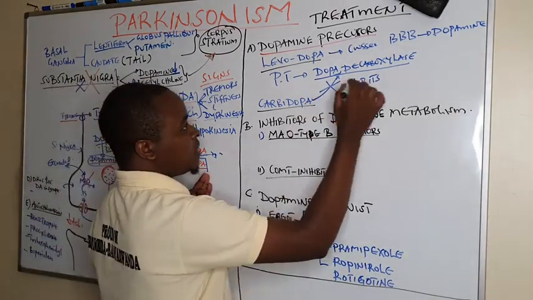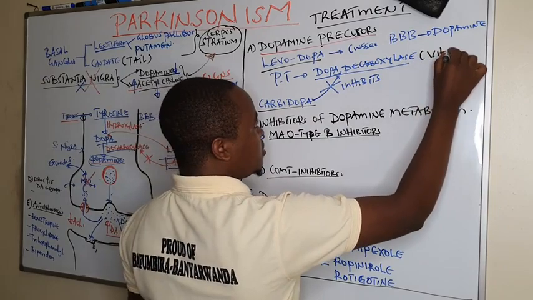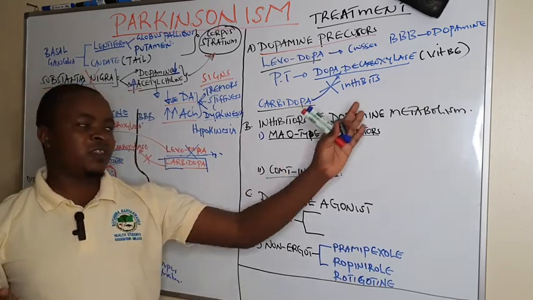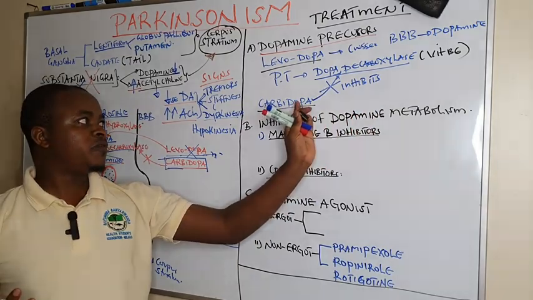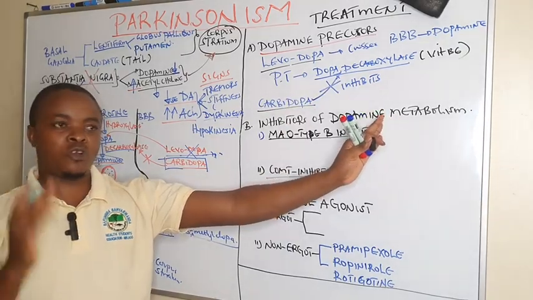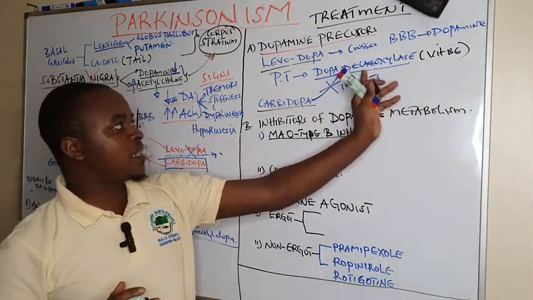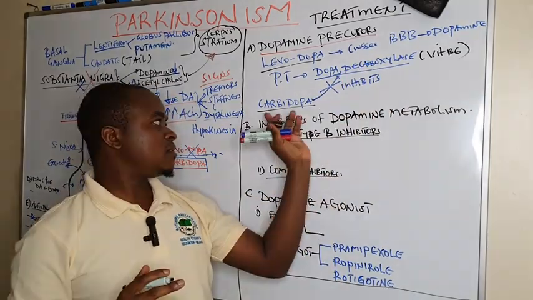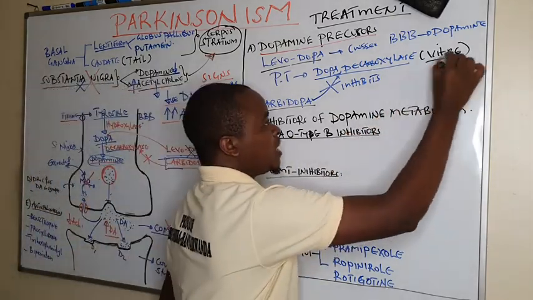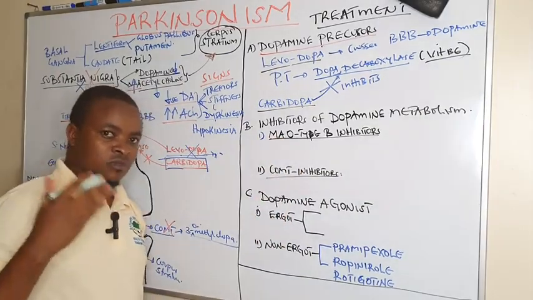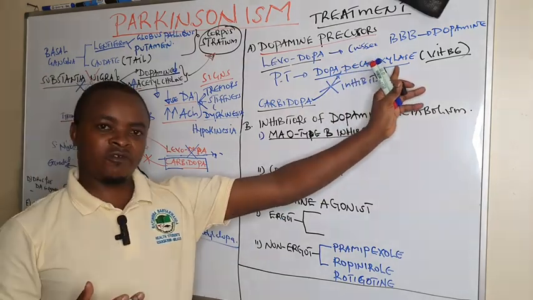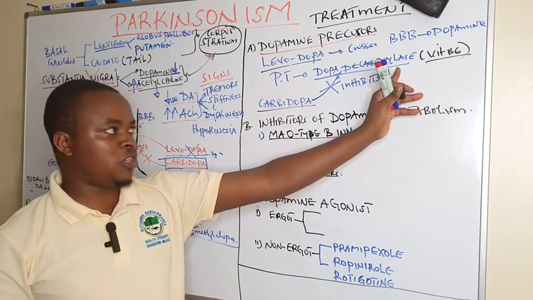This dopa decarboxylase acts in the presence of vitamin B6, and we shall see some drugs which are not good to be taken with vitamin B6. It is not good to give levodopa and carbidopa in combination with vitamin B6, what we call pyridoxine, because it will enhance the action of decarboxylase, hence rendering carbidopa non-functional. It will decrease the action of carbidopa and increase the action of decarboxylase, so it should never be taken in combination.